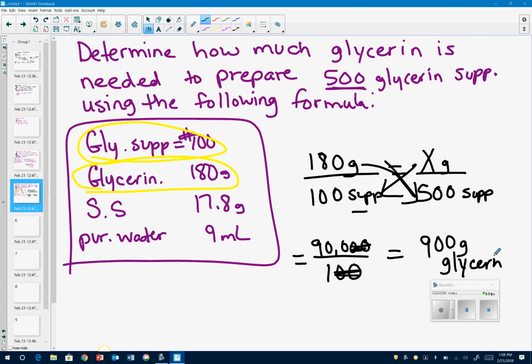So over here in the box, we needed 180 grams of glycerin for 100 suppositories. Over here, we're going to need 900 grams to make 500 suppositories.